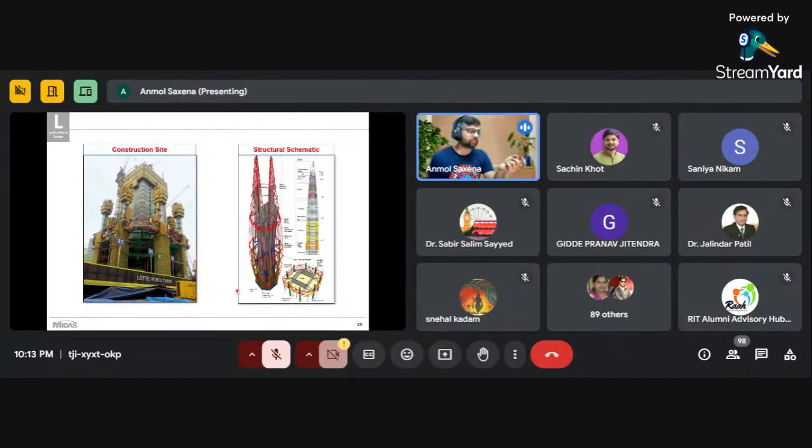This is again the actual picture of the construction site. So you can see this is the core walls and the main columns that have been constructed.